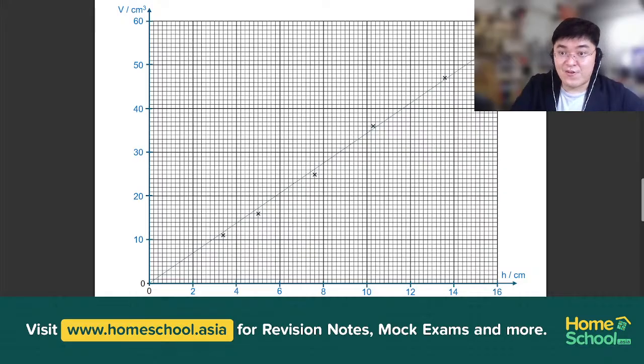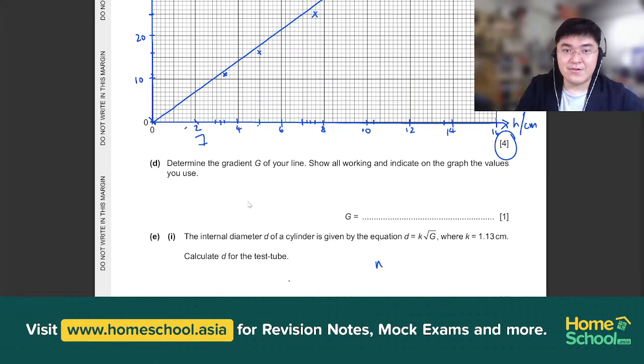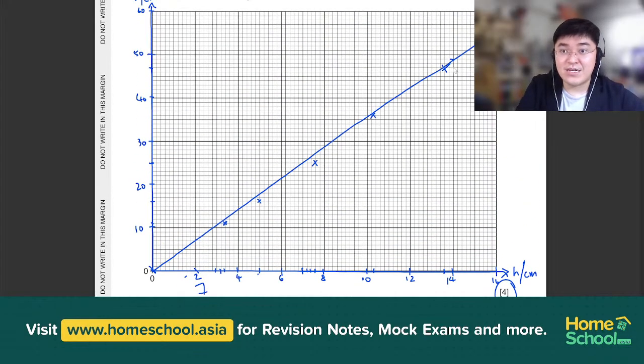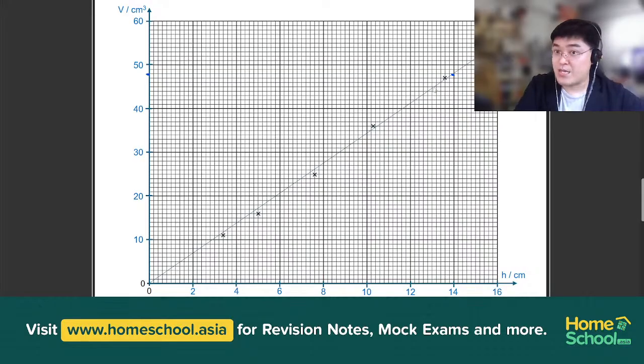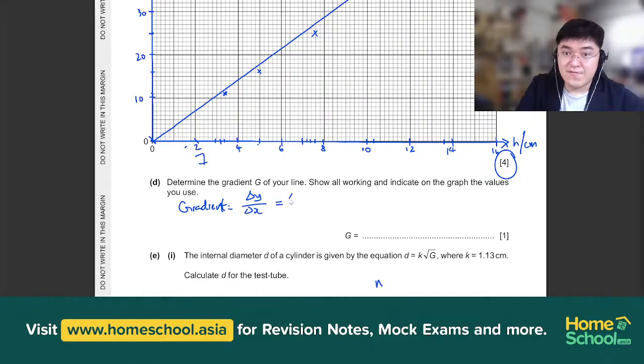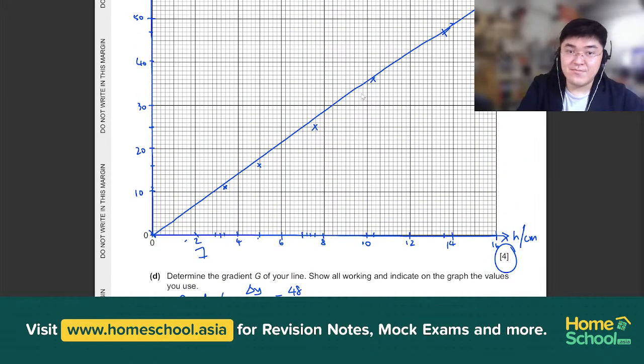You can see on 14 over here, it hits this line. And so 40, 46, and this should be around here. This is not 46, this is 48. So this is 48 over here at 14. So gradient should be equal to the change in the y-axis divided by the change in the x-axis. In the y-axis, this is not 46, this is 48, which is the final, minus the initial, which is 0, divided by the x-axis, which is 14 minus 0.